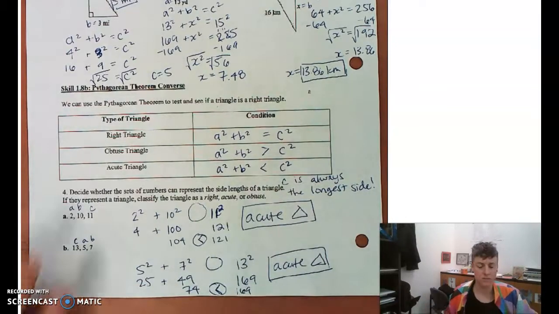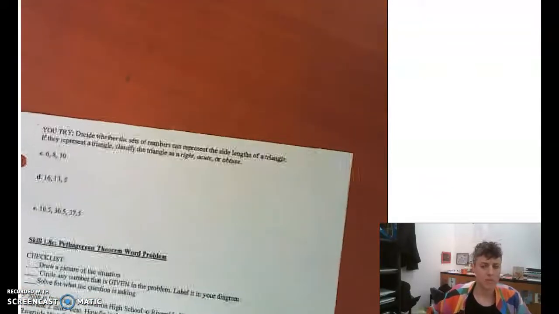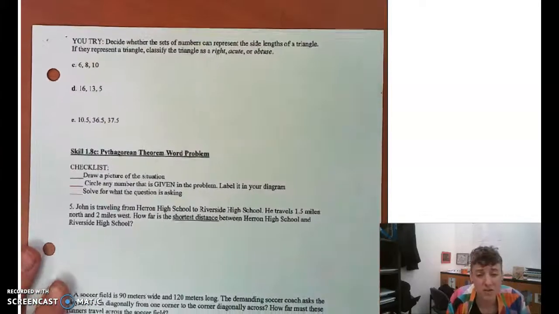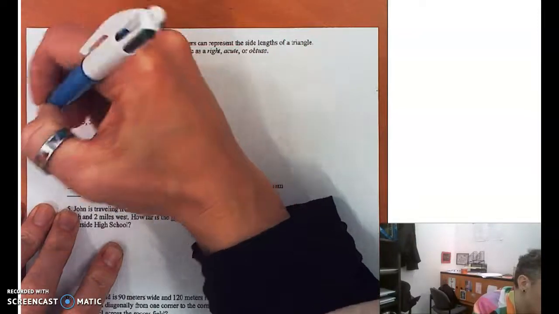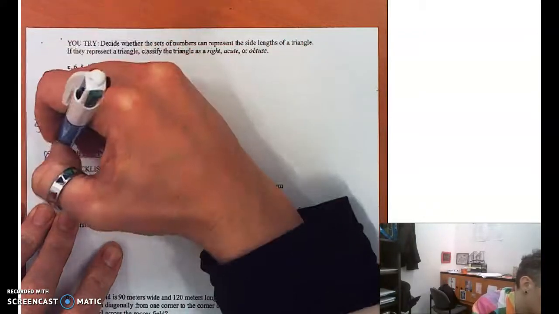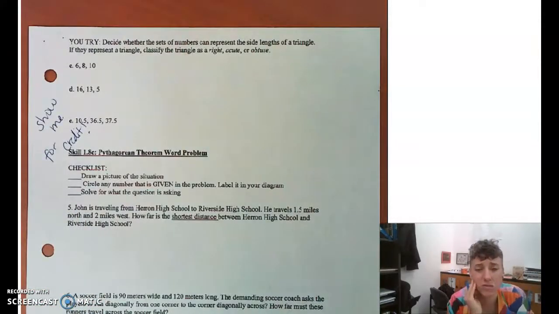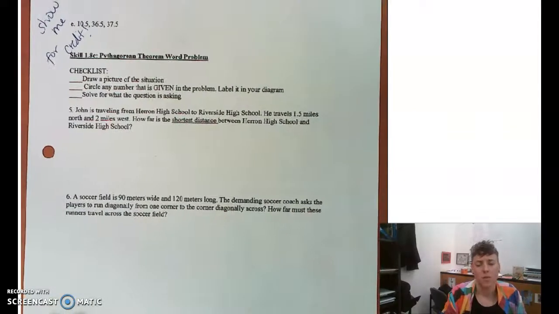Alright, we're doing great. Moving along. These are your try problems, which means you're going to try them and you will show me for credit. I'm not going to answer those. You're going to practice figuring out if it's right, acute, or obtuse. Cool. We're going to do some word problems together.